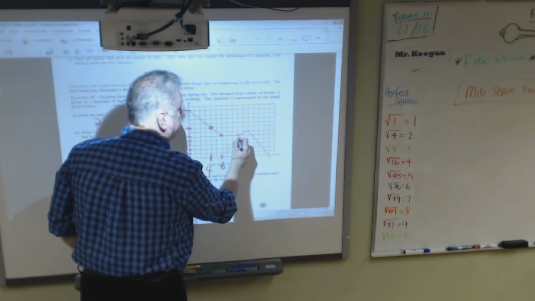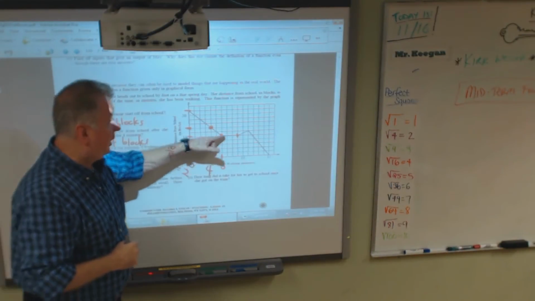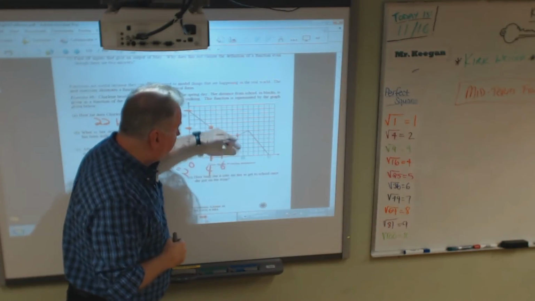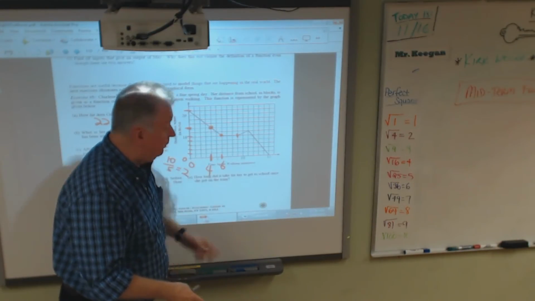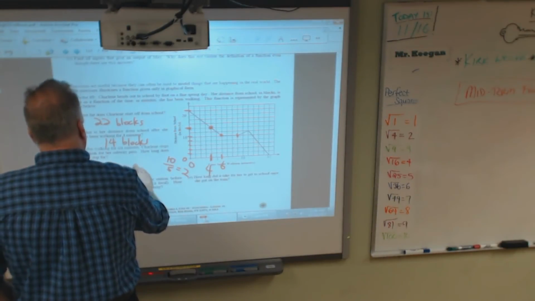Good. Because what happens when you're standing still? What happens to your distance away? It doesn't change, right? The time is going forward, but your distance isn't changing, meaning you're not moving. You're in the same spot. All right, so 3 minutes.